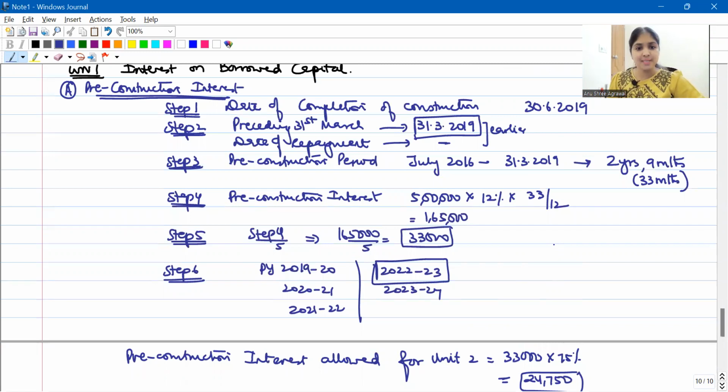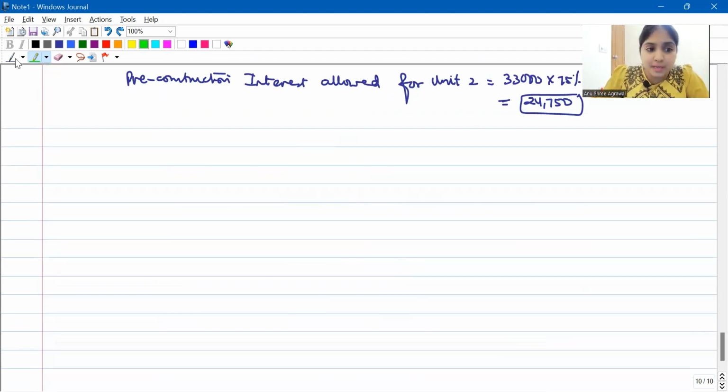Are you comfortable with pre-construction interest? Yes, you start with the date of completion of construction. Then you see the preceding 31st March or date of repayment, whichever is earlier. Then what was the pre-construction period, which will start on whenever you borrowed the loan and it will end on the step 2 date. Then step 4 will be pre-construction interest. That is, in this period, how much interest are you paying? Then this divided by 5 will give you your pre-construction interest per year. You can claim this for 5 years, starting from the year in which you completed the construction. You completed the construction in 1920, so 1920 plus 4 more years, totally 5 years. All right, so we're done with pre-construction interest.